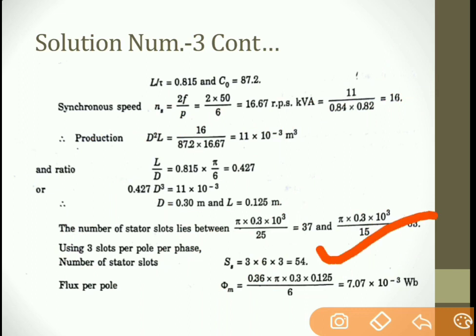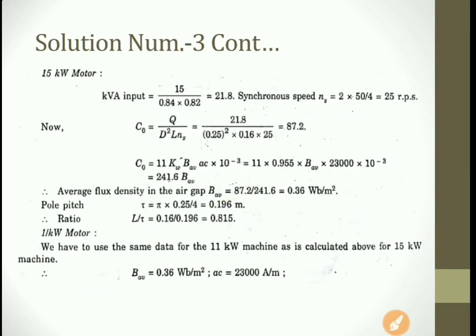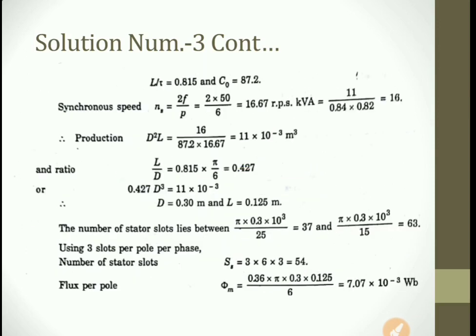Then calculating phi m. Phi m can be calculated as 0.36 into pi into 0.3 into 0.125. Now see, all these values are known to us. Divide by 6 again taken. What is this? 0.36, 0.3, 0.125. All those things you will understand from the problem also, or from the given data also. See, if I go through it quickly, I could find from this problem.